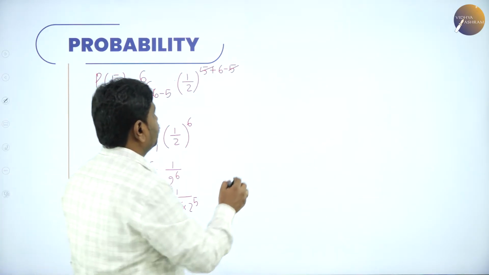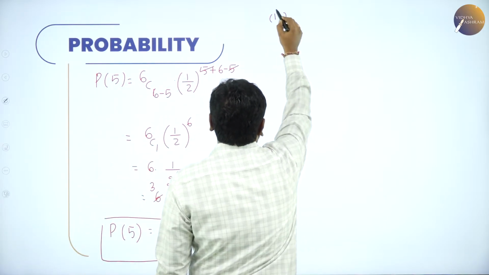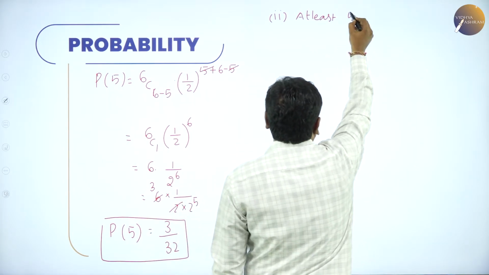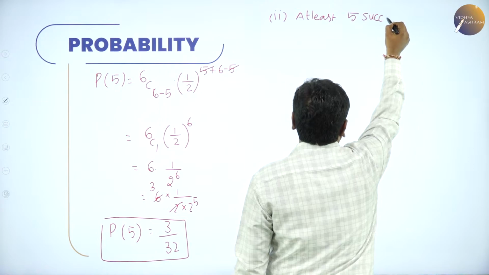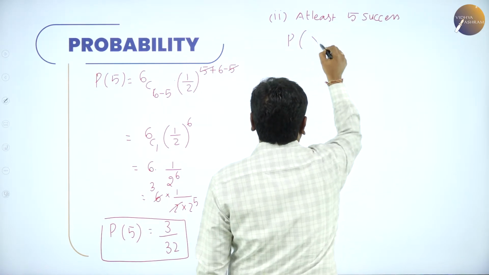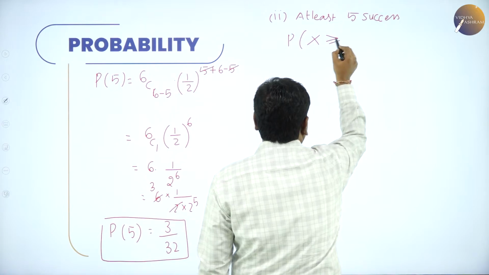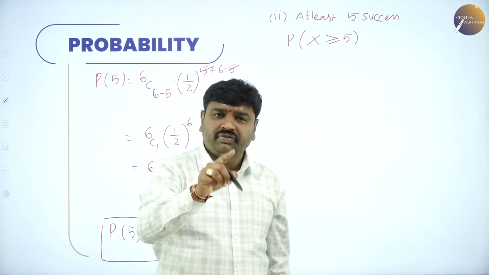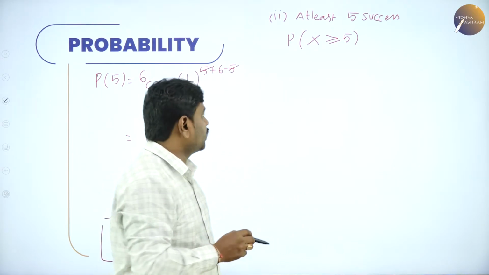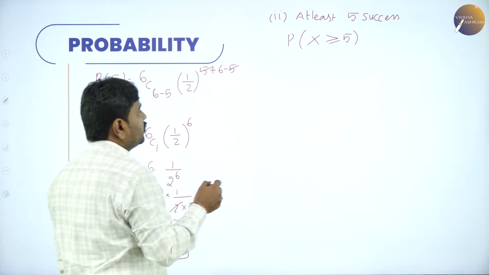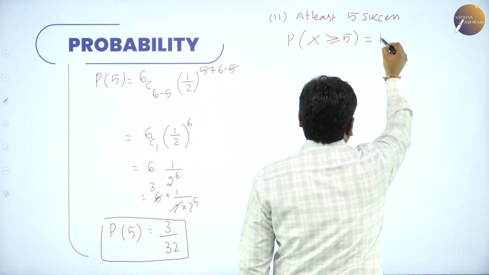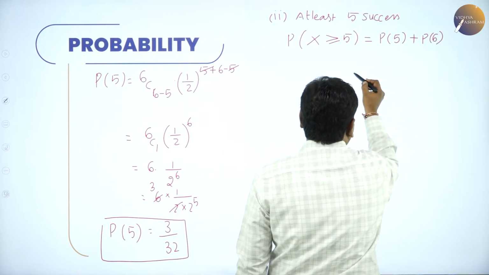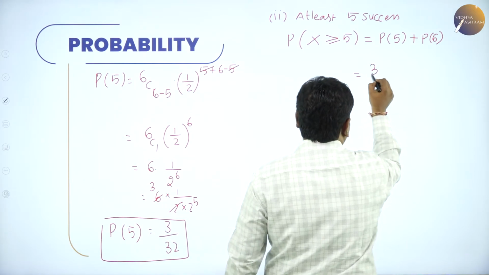Now they want at least 5 successes. Second part is at least 5 successes. At least 5 successes means P of x is greater than or equal to 5. At least means what? That much or more than that. So you should get 5 odd numbers or more than 5 odd numbers. But you are tossing how many times? You are tossing only 6 times. 5 or more means P of 5 plus P of 6 you should find. P of 5 no need to find, just now we got 3 by 32.